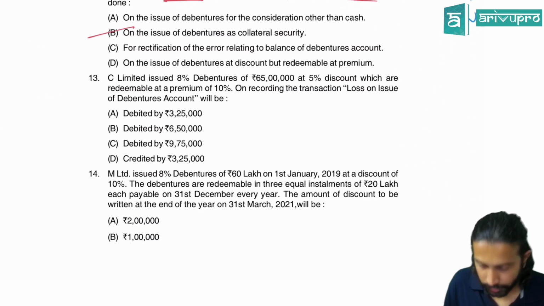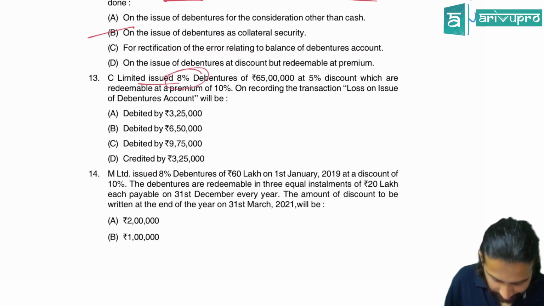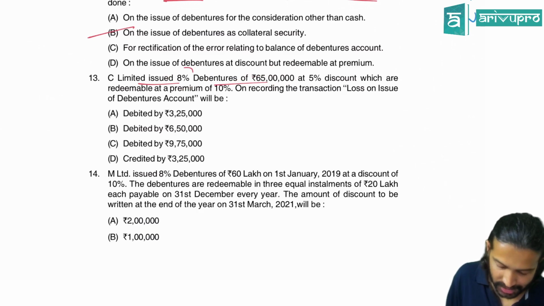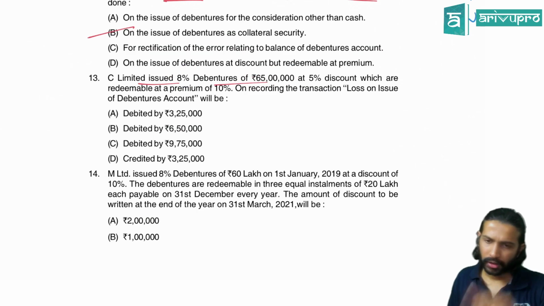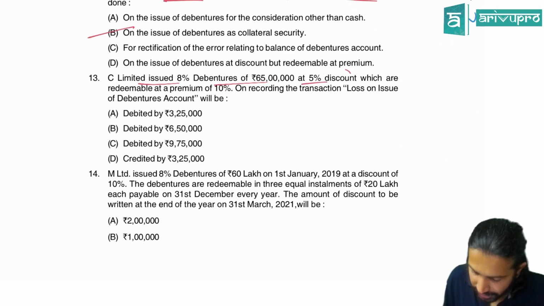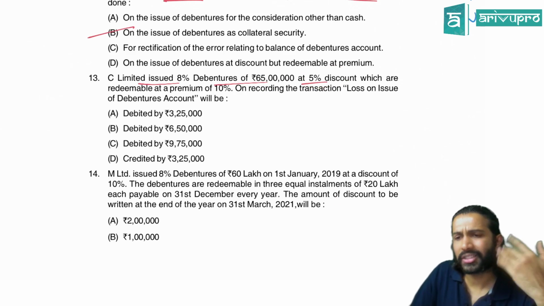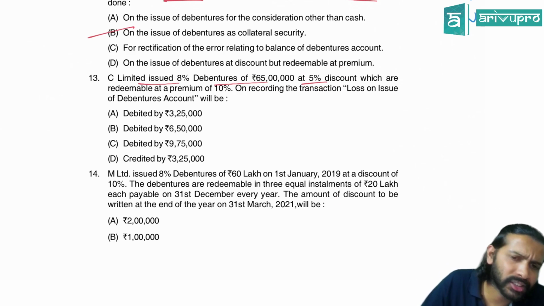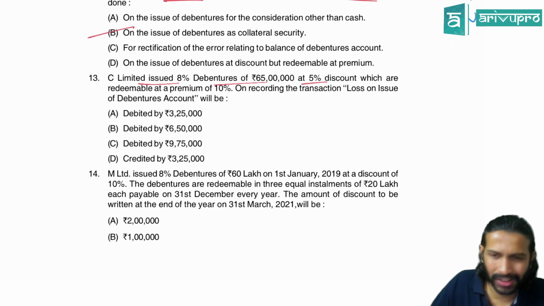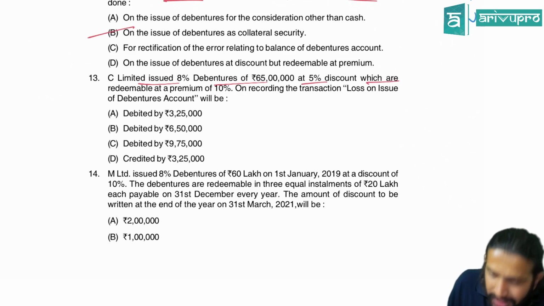Next question. C Limited issued 8% debentures of rupees 65 lakh. That means these debentures have an interest rate of 8%. The face value of the debentures is 65 lakh. At 5% discount. The company has given debentures at a discount of 5%. Discount means it's a loss for the company. Correct? They're issuing debentures at lesser value, so it's a loss. And these debentures are redeemable at a premium of 10%.